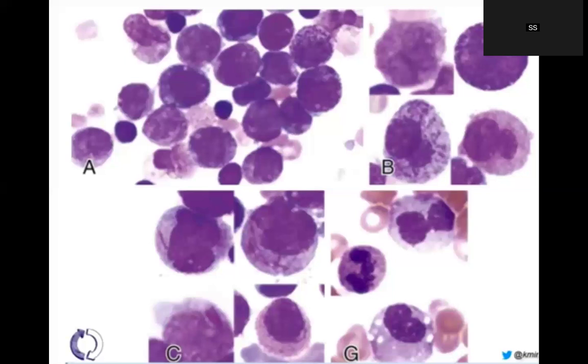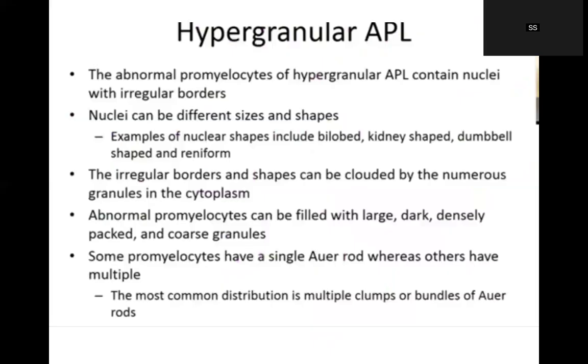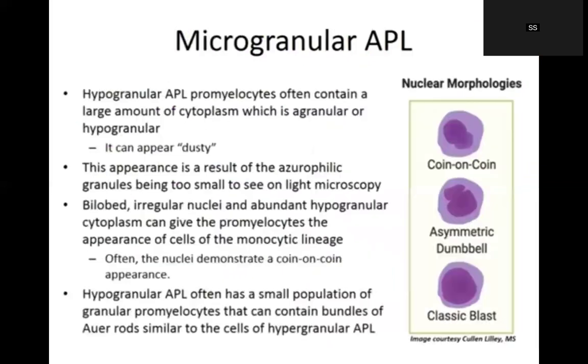So this acute promyelocytic leukemia will have two flavors, that is hypergranular APL and microgranular APL. The picture I have discussed now is the hypergranular variant of acute promyelocytic leukemia. Then coming to the microgranular variant. Next slide, sir. The hypogranular variant. The promyelocyte often contains a large amount of cytoplasm which is agranular or hypogranular, and this will have a coin-on-coin appearance, like a bilobed nucleus, or an asymmetric dumbbell-shaped nucleus with an irregular nuclear membrane, or it will have a classic blast appearance.